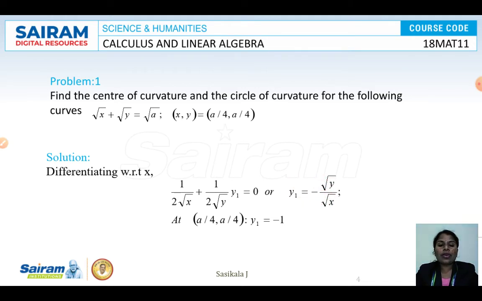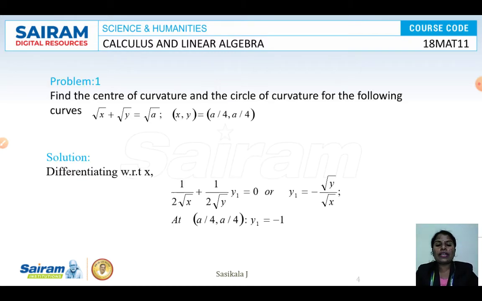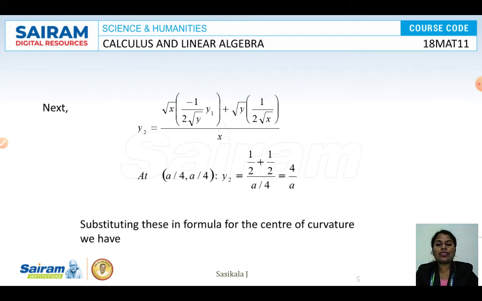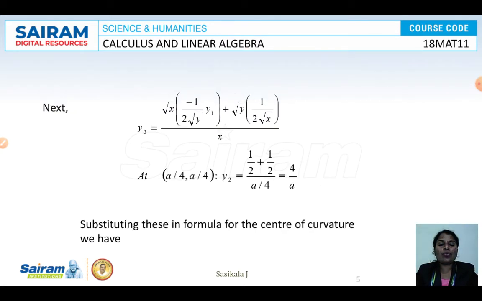Okay, so what is that? y1 is equal to minus u by v formula. What is that? So I have to take u, root x, the denominator, into the differentiation of your numerator. So root of y, what is it? Root y, 1 by 2 root y. Again y will be your y1, right? Since the minus is there already, it is taken here.